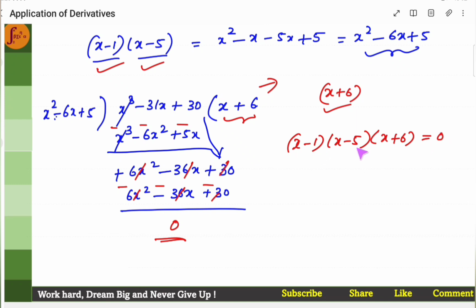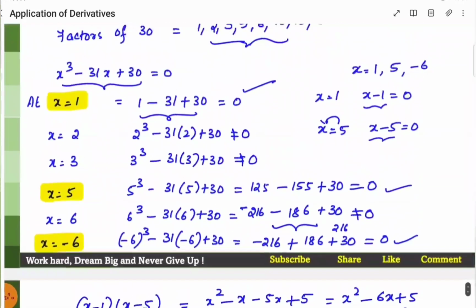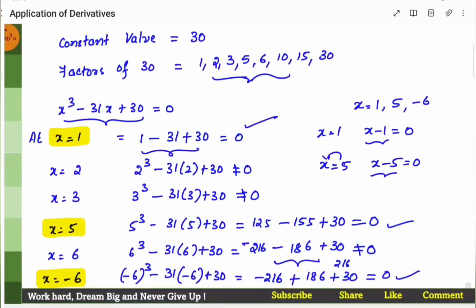When I equate each of these to 0, I'll get x is equal to 1, x is equal to 5 and x is equal to, when I shift 6 this side, what will happen? Minus 6. So x is equal to minus 6. So basically I'm taking x minus 1 is equal to 0, x minus 5 is equal to 0, x plus 6 is equal to 0. So x becomes 1, x becomes 5 and x becomes minus 6. So 1, 5 and minus 6 are the values. So this is what we got here also, 1, 5 and minus 6. Now we know the x values, right?